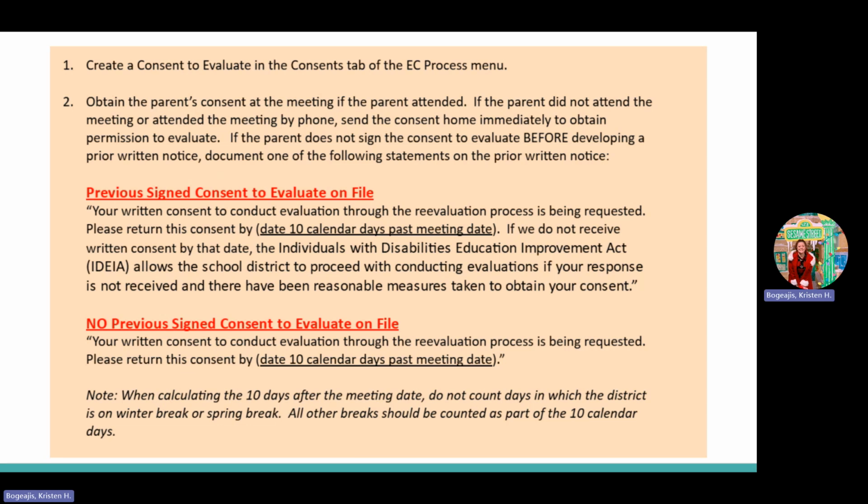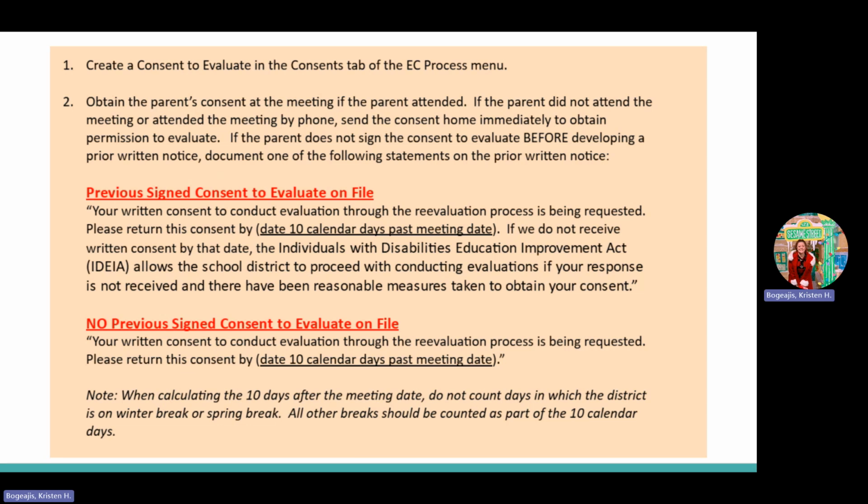So that would be your written consent to conduct evaluations through the reevaluation process is being requested. Please return this consent date 10 calendar days out past the meeting. If we do not receive written consent by that date, the Individuals with Disabilities Education Improvement Act allows the school district to proceed with conducting evaluations if your consent is not received and they have reasonable measures taken to obtain your consent. So you want to date that out for 10 days in the prior written notice, but we also note that if we do not receive consent, we can go ahead and evaluate if we feel like we've given reasonable measures to obtain that consent.